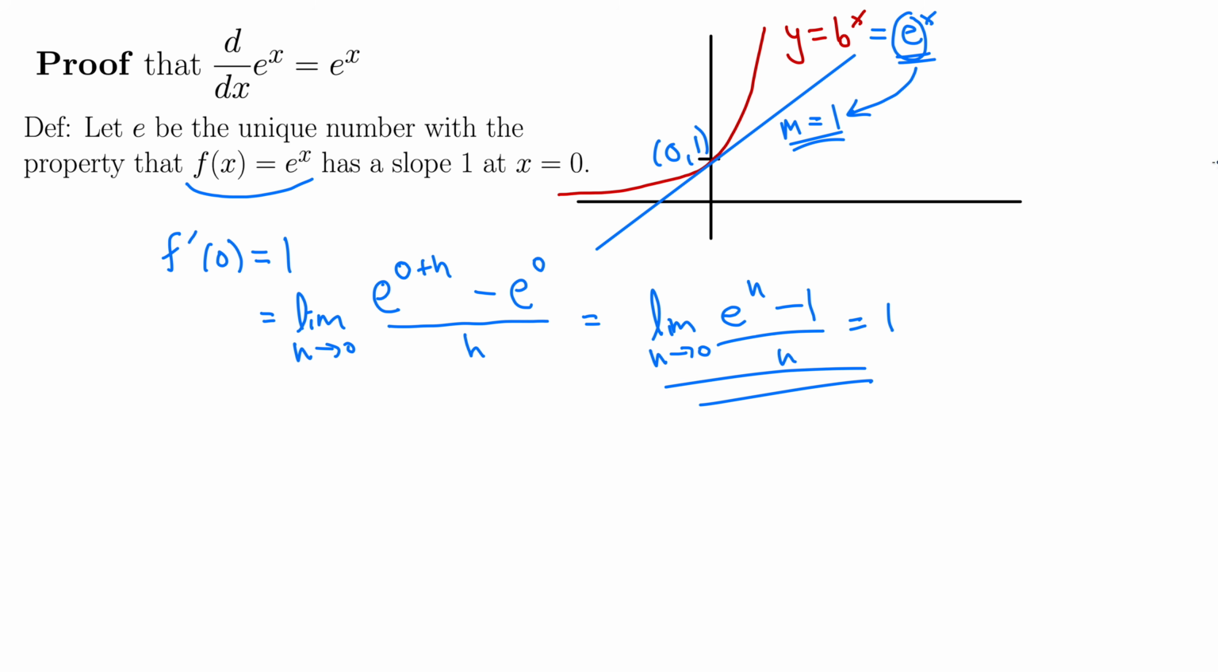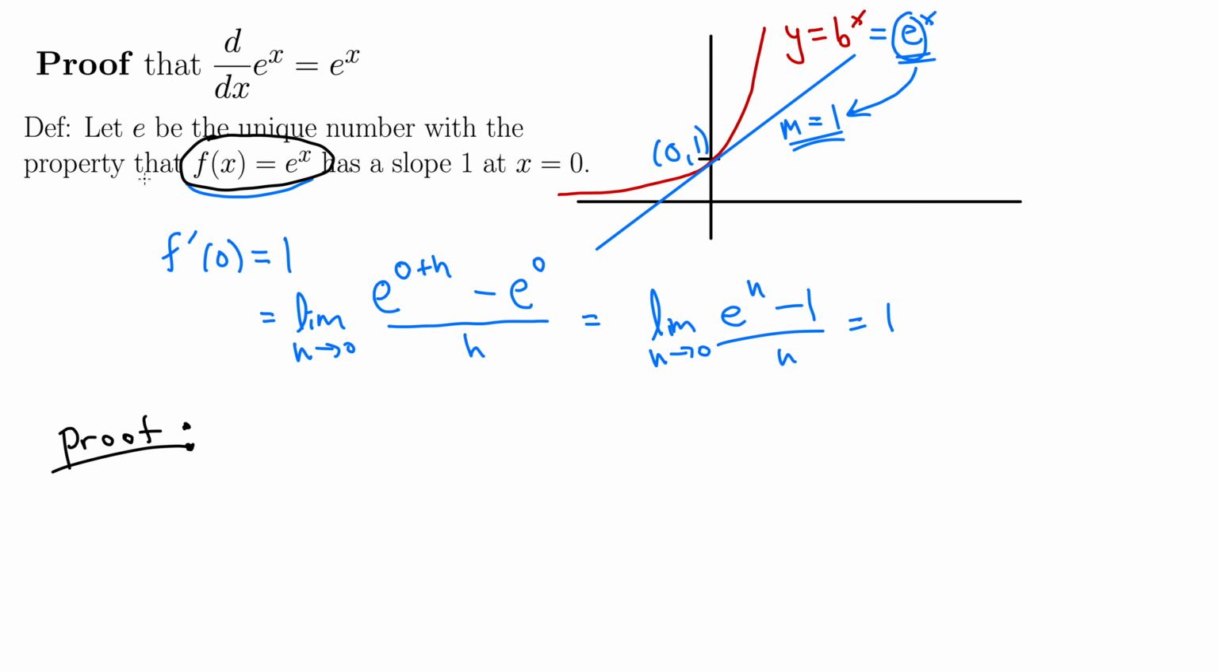Okay, so let's stick a pin in that. We'll come back to it later and use that as part of the proof. So now let's prove the whole thing. Here's our claim: I claim that the derivative of e to the x is e to the x. Proof. We're still using our same function here.